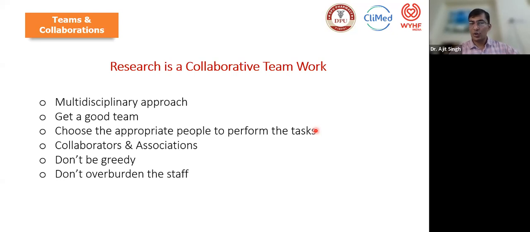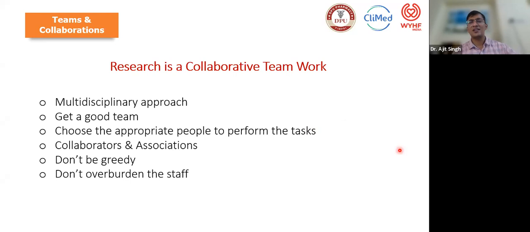Okay, so 2 things very important. Always keep your collaborators and associations happy and keep them on good terms. Give them proper credit. And a very important part, don't be greedy in research. Don't overburden the staff. Otherwise, your research outcomes will definitely be influenced. That's why we have the budget, to get the staff, to get the people.